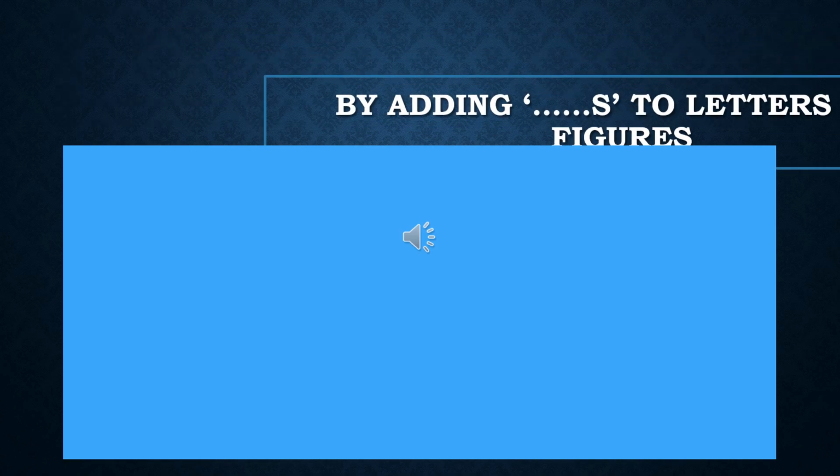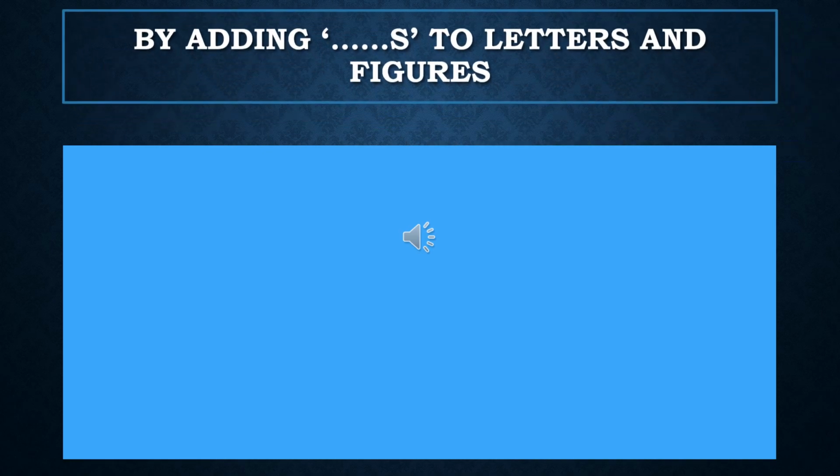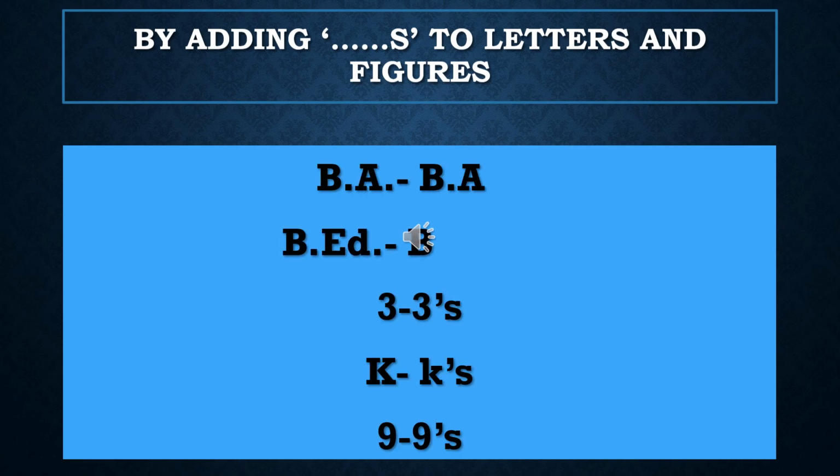So figures and letters are made plural by adding apostrophe and s. Figures means numbers and letters means alphabets. If you want to make plural of this, then you have to add apostrophe and s. See the examples: B.A., B.A.'s, apostrophe and s added in plural. Three, three's; K, K's; nine, nine's.